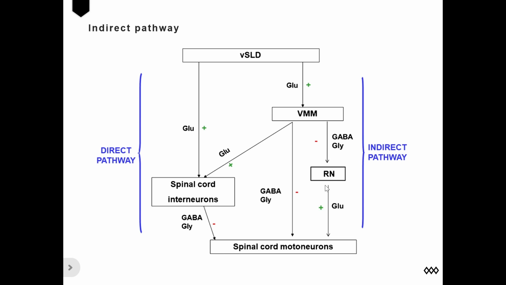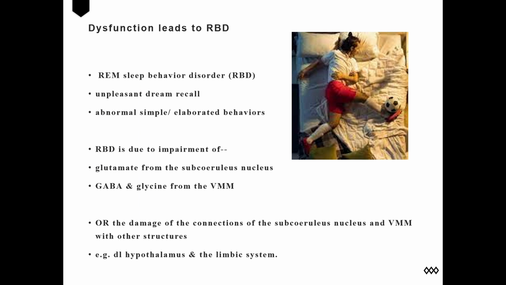The red nucleus in the midbrain activates the motor neuron in the spinal cord and produces the muscular twitches during the REM sleep. The VMM inhibits the activity of the red nucleus to reduce the production of the phasic EMG activity that could be excessive to allow the release of the movement.